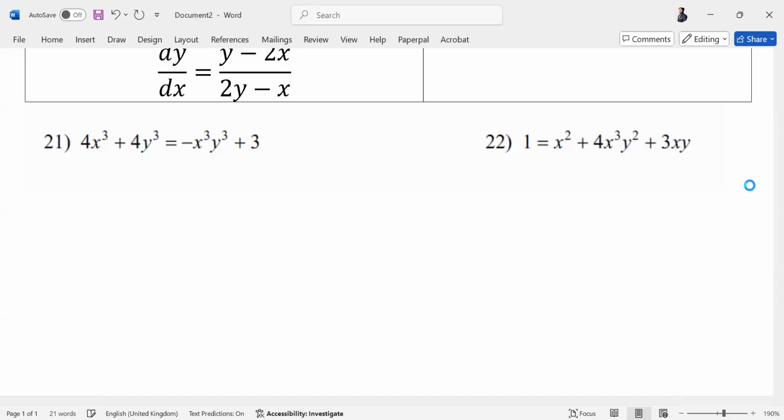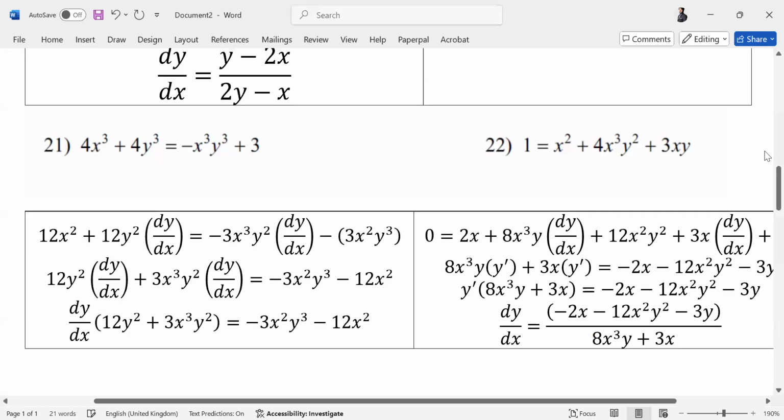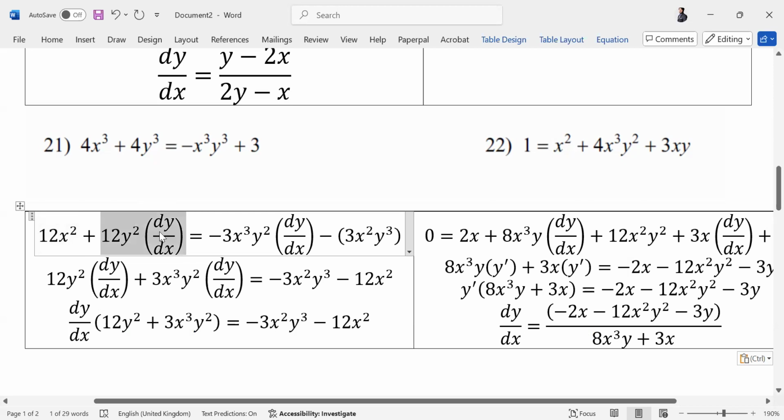So, if you would have differentiated this on both sides, what would have been the derivative of 4x cubed? 12x square. What about 4y cubed? 12y square into dy by dx. What about minus x cube y cube? We will have to apply the product rule. What will be the derivative of y cube? 3y square dy by dx.